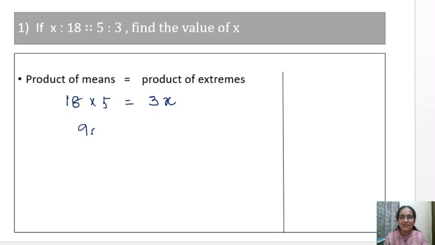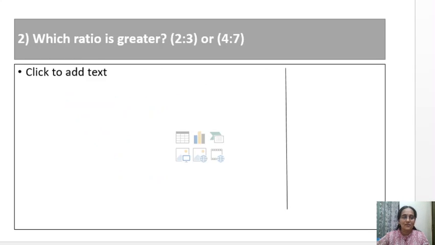It is 90 equals 3x. x equals 30. 90 divided by 3 is 30. So x equals 30. Easily you will get the value. It's a very easy question. Now we have to find out which ratio is greater.